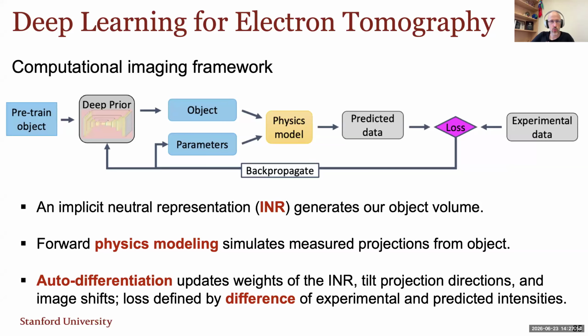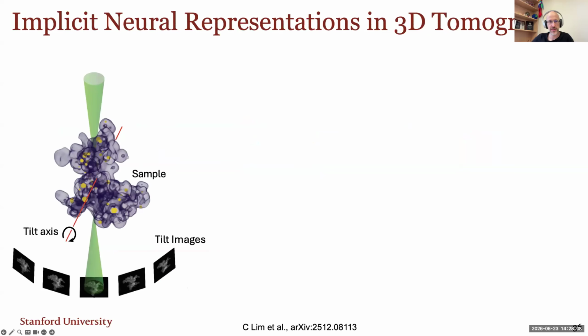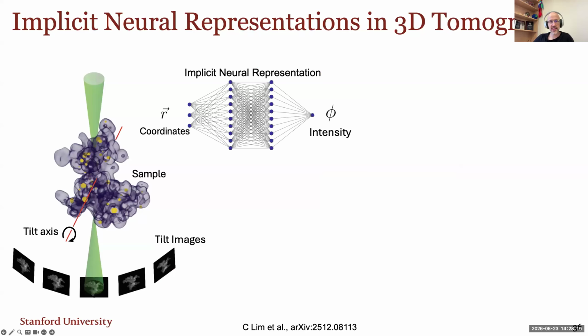Okay, so what does our framework look like when we're applying this to electron tomography? Here we're going to use an implicit neural representation as our deep prior. However, everything else is kept the same as our previous auto-differentiation algorithm. You may be familiar in the literature with the terms neural radiance field or Gaussian splatting. They are very closely related to this. They are all different types of implicit neural representations.